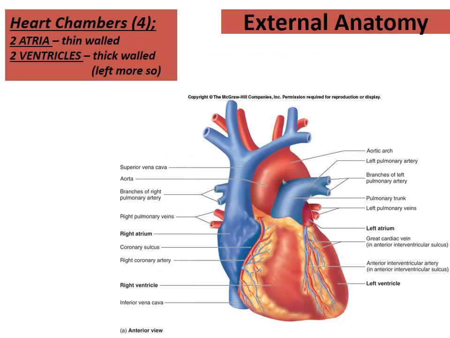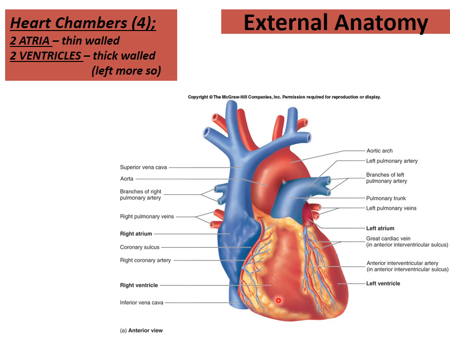Looking at the external anatomy of the heart, we'll just do a brief review again. Remember that the deoxygenated blood is returning to the right side of the heart, and so blood from the upper half of the body will be returned to the right side of the heart via the superior vena cava, and blood from the lower half of the body will be returned by the inferior vena cava, and this blood will then enter into the right atrium. The right atrium will then empty that blood into the right ventricle.